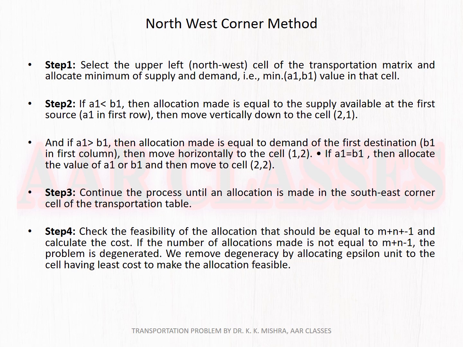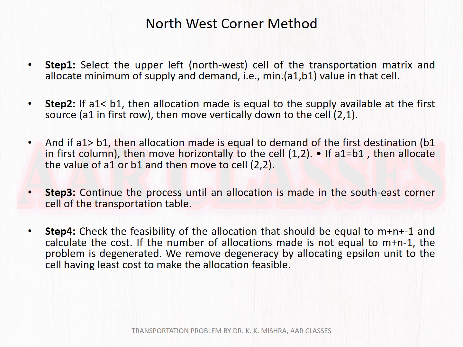Step 2. If A1 is less than B1, then the allocation made is equal to the supply available at the first source, that is A1 in the first row, then move vertically down to cell 2-1. And if A1 is greater than B1, then the allocation made is equal to the demand of the first destination, B1 in the first column, then move horizontally to cell 1-2. If A1 is equal to B1, then allocate the value of A1 or B1 and then move to cell 2-2. Step 3. Continue the process until an allocation is made in the southeast corner cell of the transportation table.